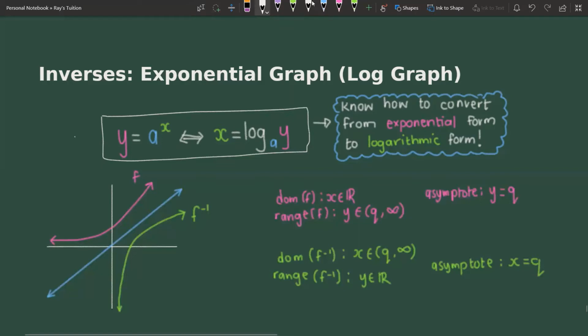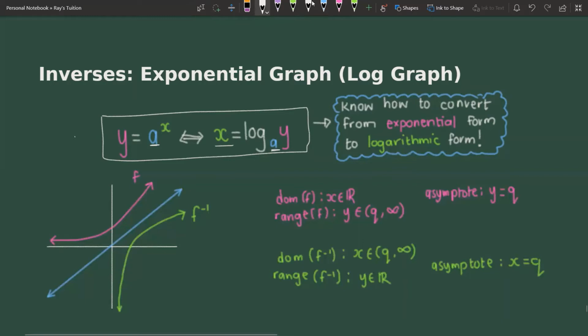So we have y is equal to a to the power of x, and this is exponential form. So the exponent becomes the subject, and then it's equal to log, and the base of the log is what's at the bottom, the same as the base of the exponent, and what was on the other side of the equation just goes on the other side. So please practice being able to convert something from exponential form to log form, because that is quite important to get the equation of the log graph, your inverse.